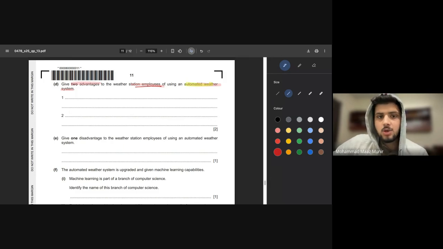So now in this part, we're going to be talking about what the advantages are. One advantage can be that the employees do not need to work all night, or do not need to work in adverse weather conditions.